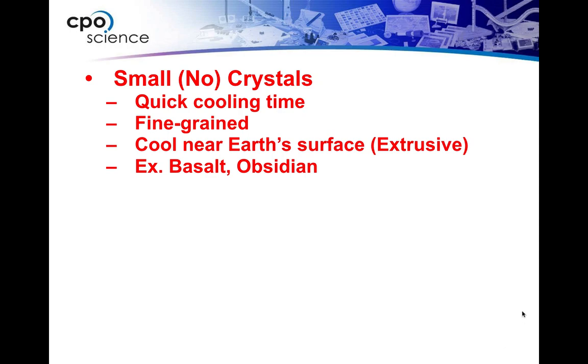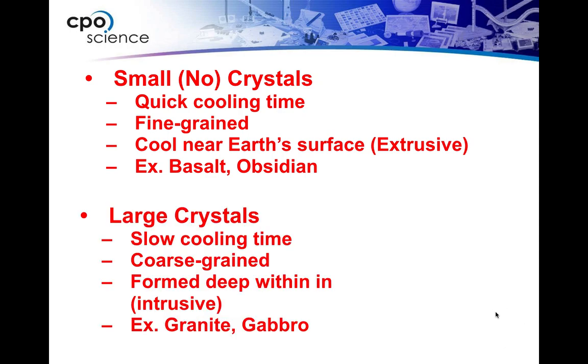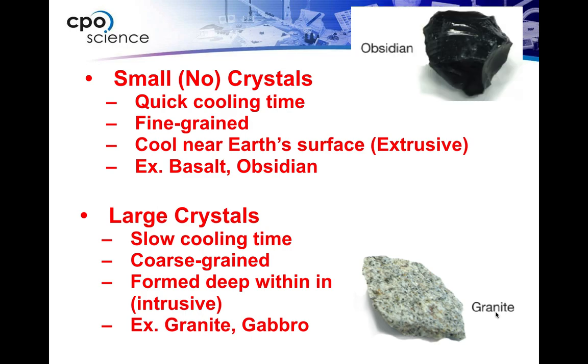So no crystals, extrusive igneous rock, cooled off quickly. Large crystals, intrusive igneous rock, slow cooling time. It's what we call a coarse grain texture. I can actually see the crystals there because they had the ability to take a long time to cool off and form crystals. Granite on the slide here is an example. Gabbro is another one. It looks similar to basalt, but you'll actually see crystalline structure inside there. We actually have a decent amount of gabbro up here in northern Minnesota.